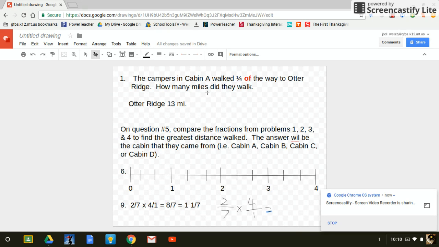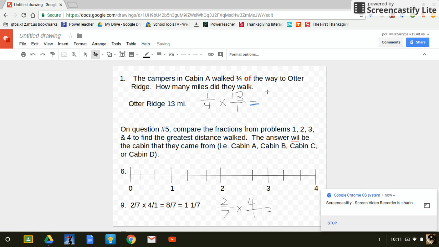So I'm going to take 1/4, and I know that I'm going to be multiplying that by a number. So 1/4 times, and as you can see over on my left, it says Otter Ridge 13 miles. I got that information off of that little sign on the right-hand side of the homework paper. So I'm going to take that whole number, 13 miles, and in order to multiply it by a fraction, I need to make that 13 the numerator and put it over a denominator of 1, because if I divide 13 by 1, I still have 13 whole. So I'm going to multiply that out.